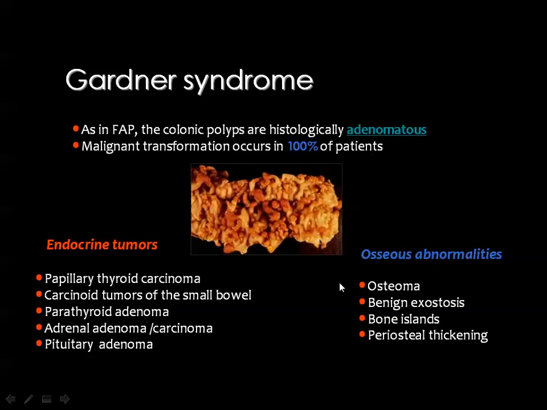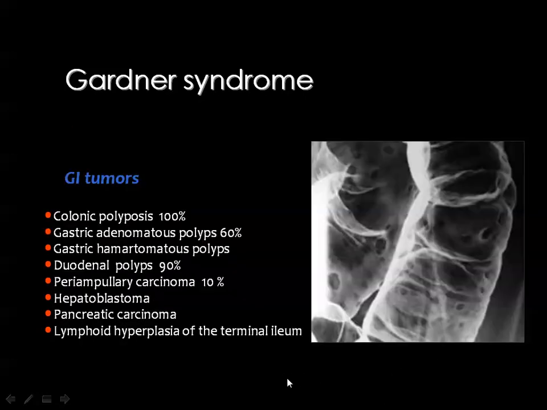like familial polyposis. This Gardner syndrome has many associations together with the polyps in the colon, like papillary thyroid carcinoma, carcinoid tumors of the small bowel, parathyroid adenoma, adrenal adenoma or carcinoma, and pituitary adenoma. And some osseous abnormalities like osteomas, benign exostosis, bone islands, and periosteal thickening.